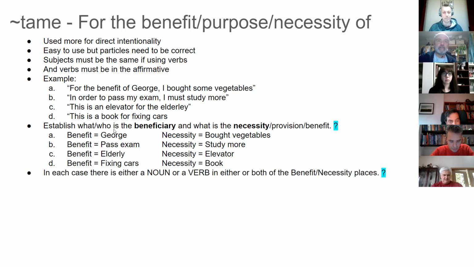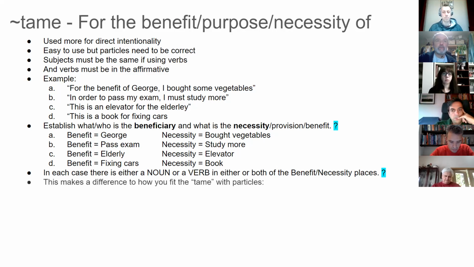In each of these cases, there is either a noun, so George and the elderly, an elevator and a book, or there's a verb. And these can go in either place. So passing the exams or fixing cars is the verb. Buying vegetables or studying more is a verb. So we've got four potential combinations of nouns and verbs in either the beneficiary or the necessity. Now this makes a difference to how we use tame.